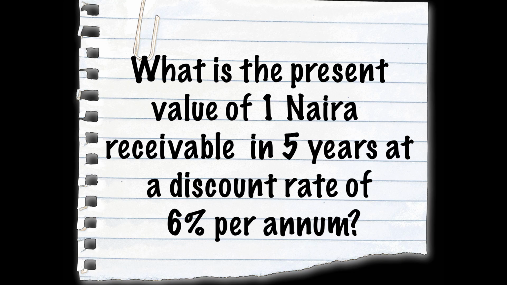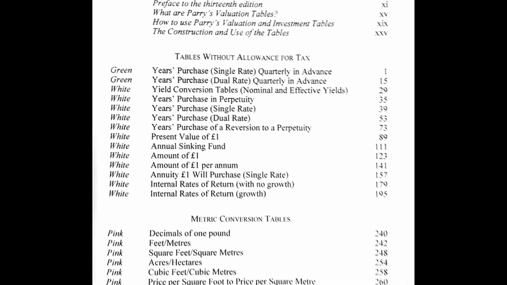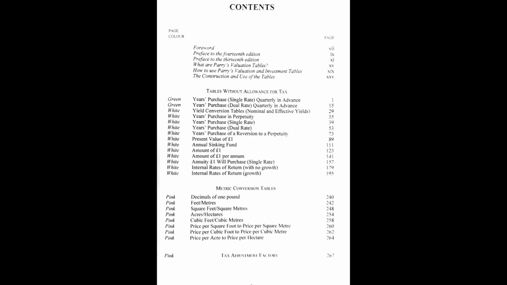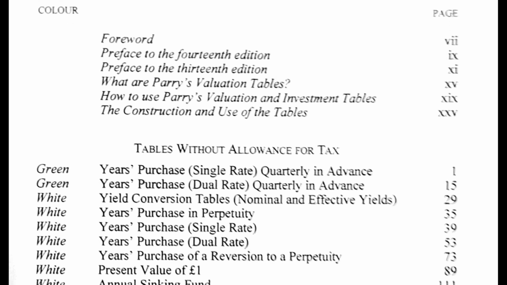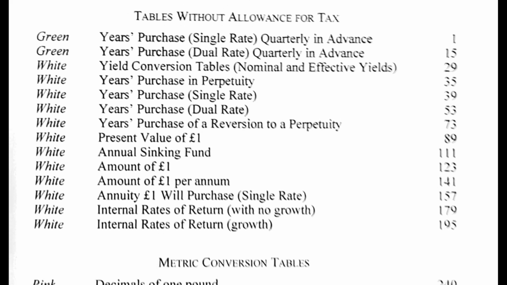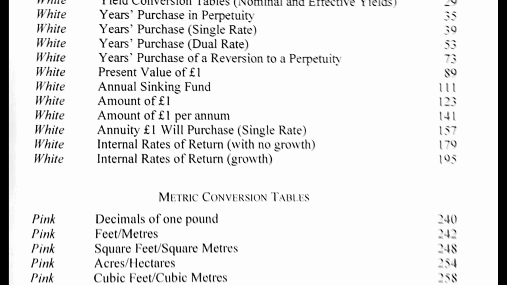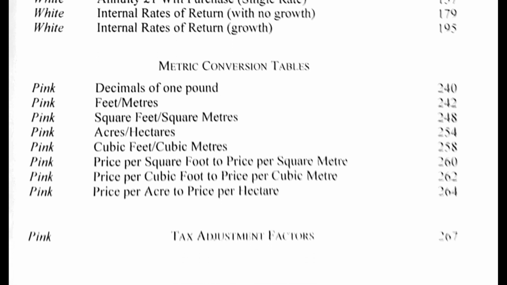The next question says, what is the present value of 1 naira receivable in 5 years at a discount rate of 6% per annum? Once again, let's go to the contents page to check where we find the present value of 1 naira table. It shows us the present value of £1. Each time I say 1 naira, know that I'm referring to the pound on the table, but like I said, we're working in Nigeria, so we're using naira.